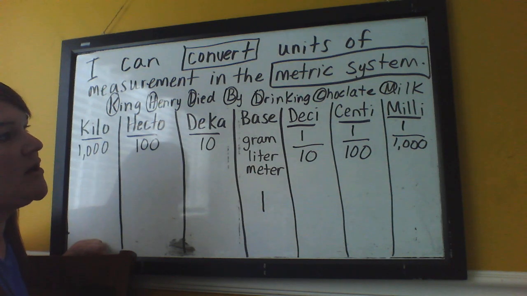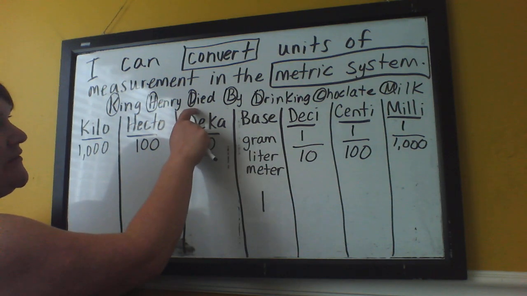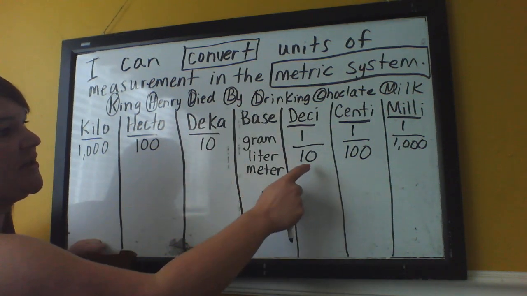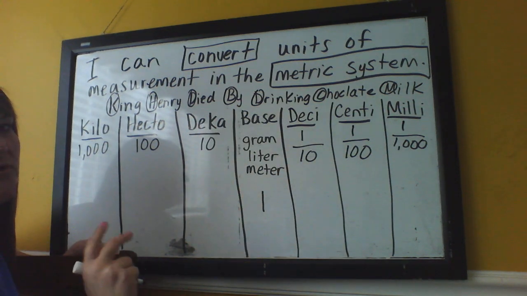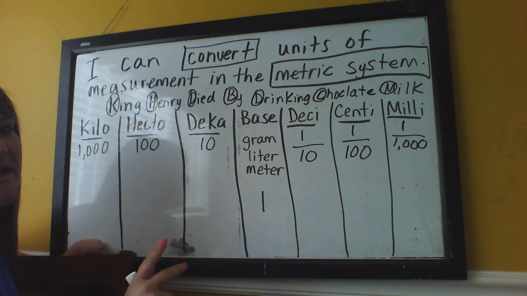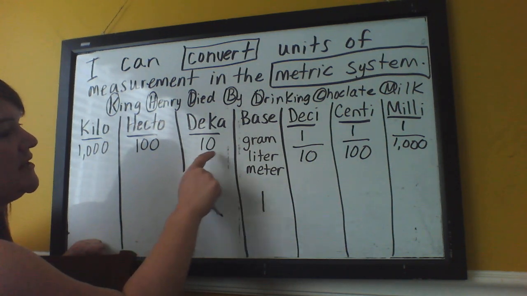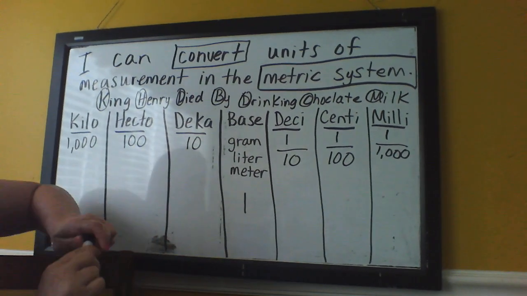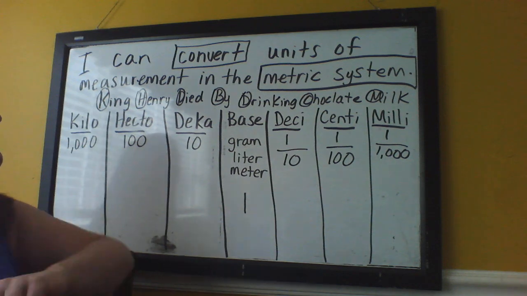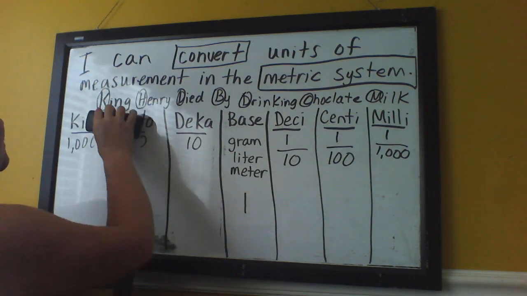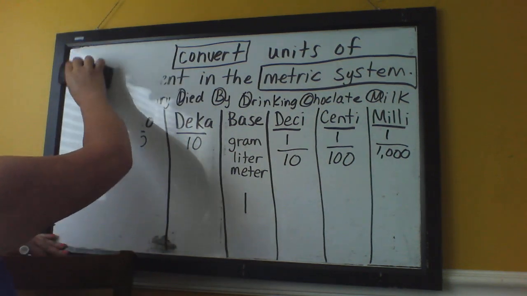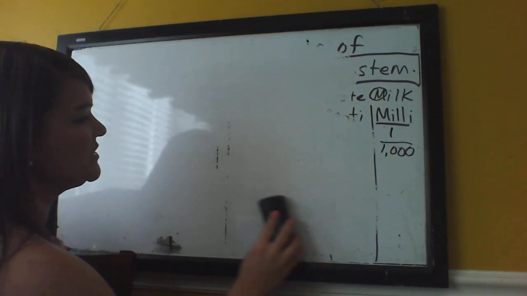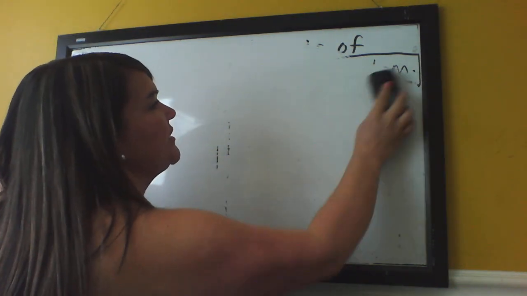The only hard part is you have two D's here. You have a D right here and a D right here. You just have to remember that deca is bigger than deci. Those are the only two that start with the same letter, so you'll just have to memorize those. Deca is bigger than deci. So let's remember our phrase, King Henry died by drinking chocolate milk. I'm going to erase all this, and now we're going to practice how in the world we can use that chart to help us convert in different units.